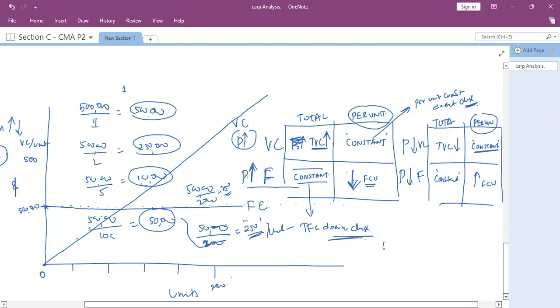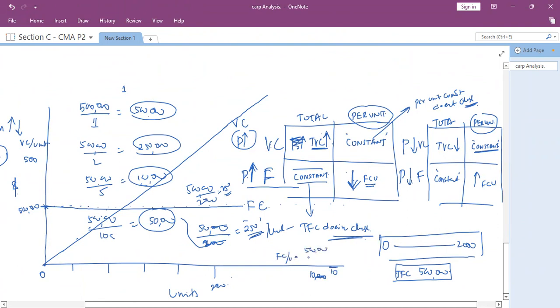Say for example, whether you manufacture 0 units or 2,000 laptops, what is your fixed cost? 500,000. This is total fixed cost, right? If I manufacture 10 laptops, what is the fixed cost per unit? 500,000 divided by 10 is 50,000. For 100 units, 5,000. For 1,000 units, 500. For 2,000 units, 250. Per unit it is increasing, decreasing, but total it doesn't change.